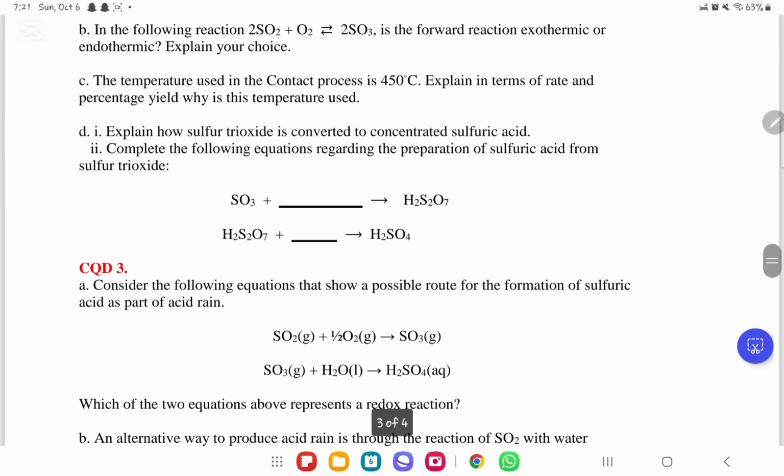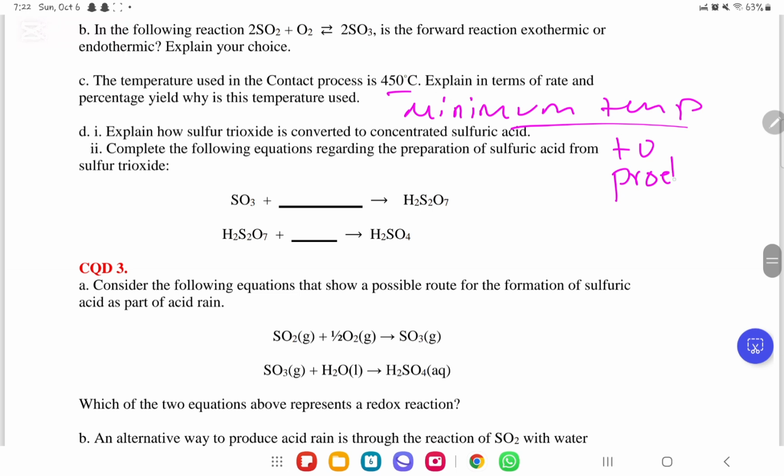So, the temperature used in the contact process is 450 degrees Celsius. Explain in terms of rate and percentage yield why this temperature is used. It is, I believe, the minimum temperature to produce. And it is high enough, big enough to produce a good amount. That was for C. Now for D.